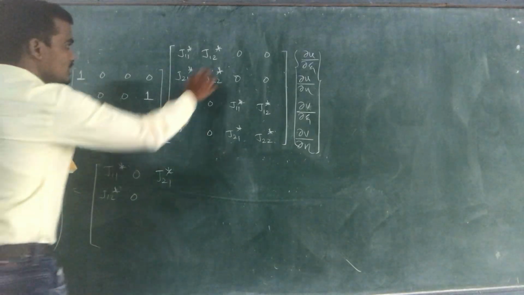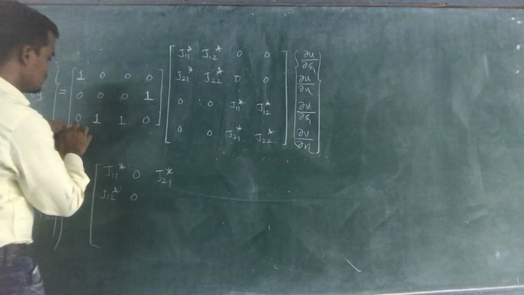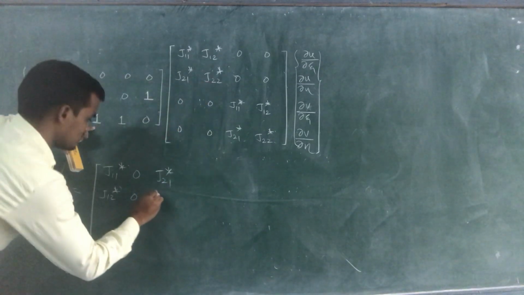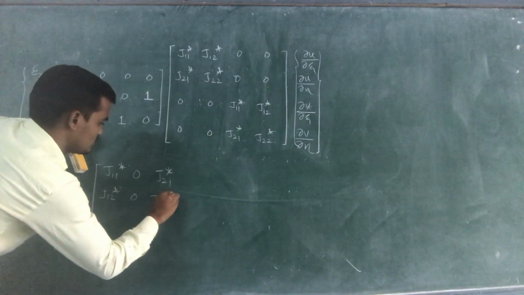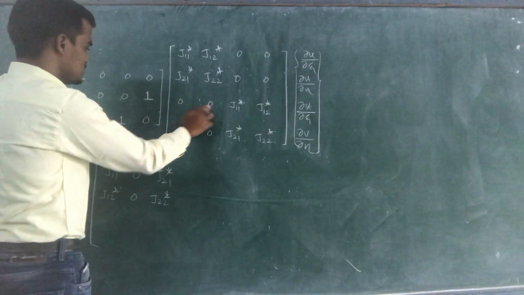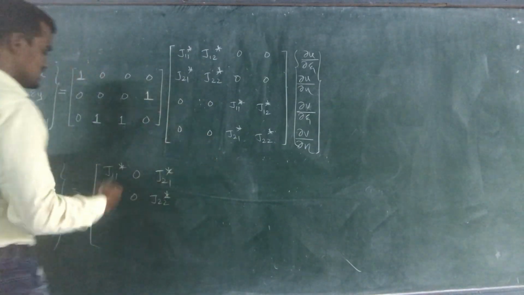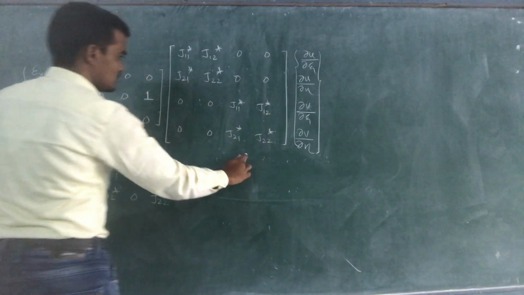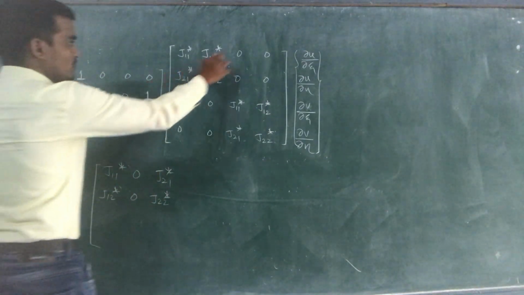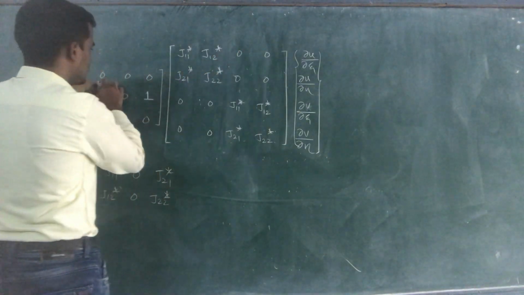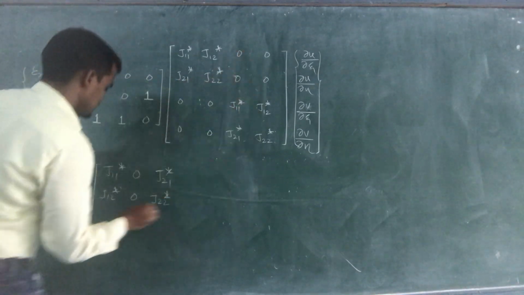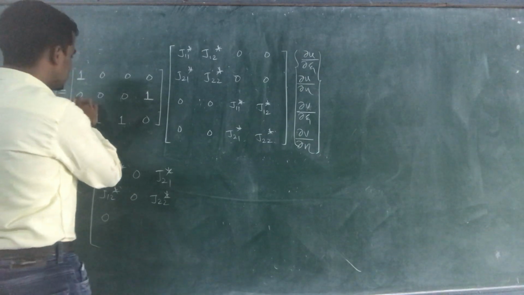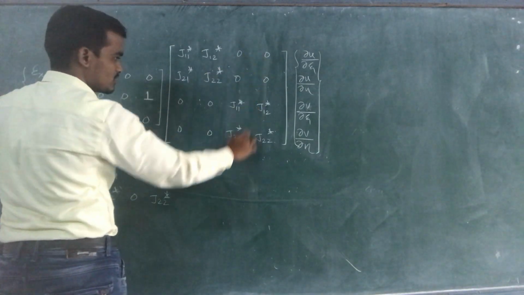Then third row into second column. Third row, 0 into this, 0. 1 into this, J22 star. Then 1 into 0, 0. 0 into 0, 0. Then finally, this first row into third column. So first row, 1 into 0, 0. Other three terms are 0, so it will become 0.